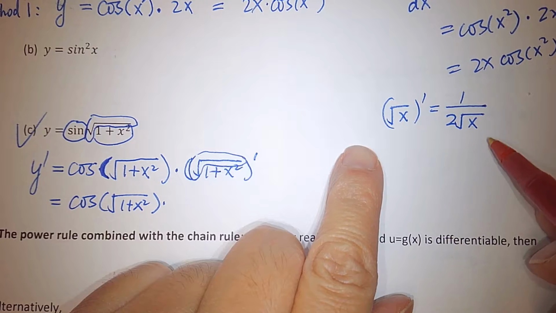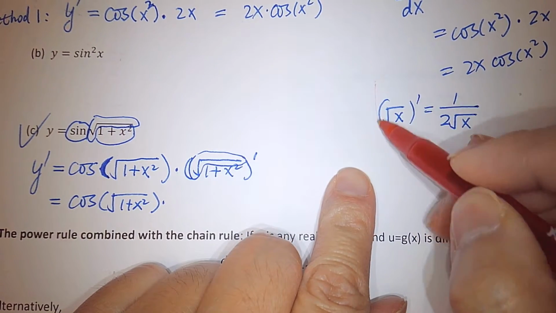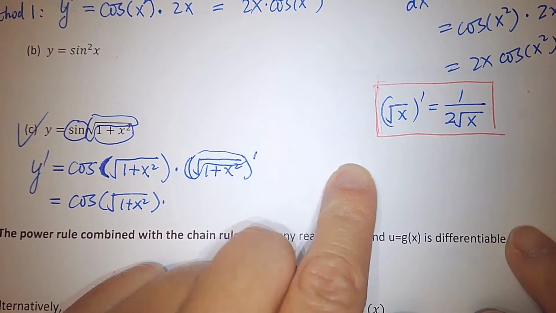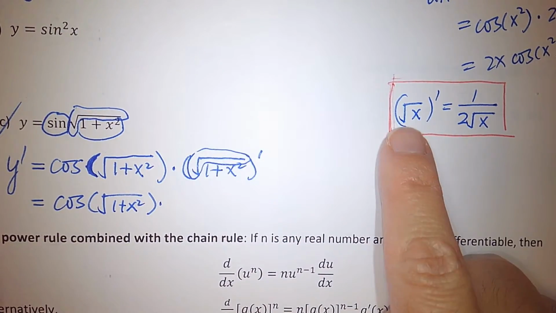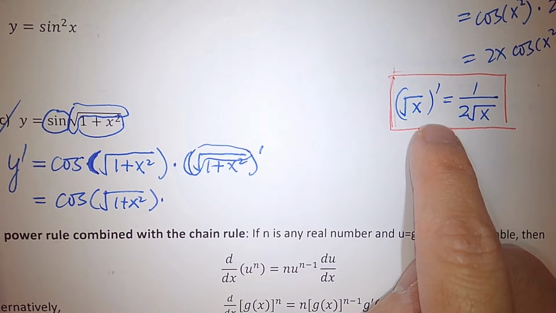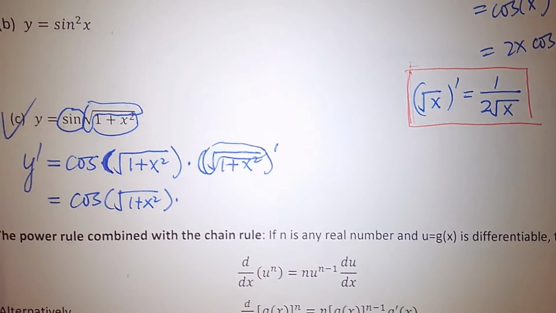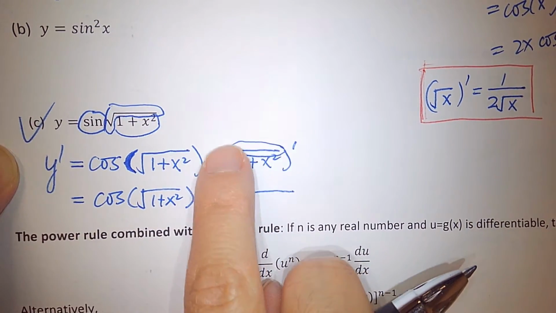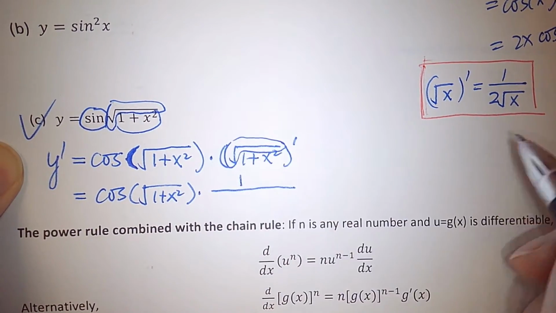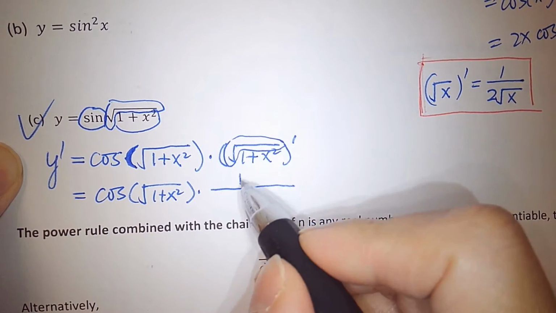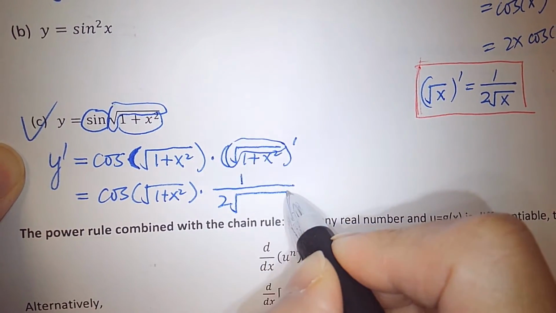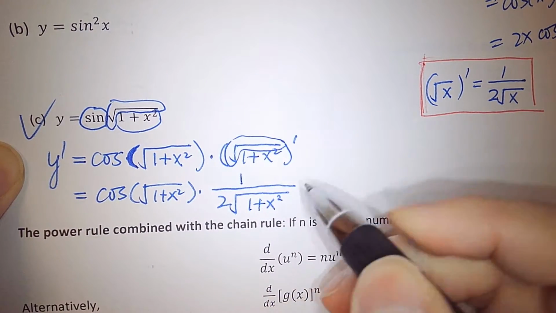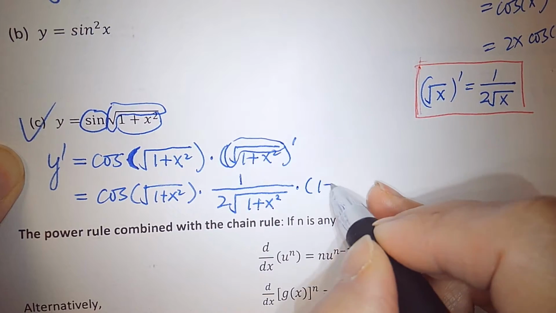By using the power rule, you can get this conclusion. Can we put that on a formula sheet? Yes, you can put it on a formula sheet. The derivative of square root of x is 1 over 2 times the square root of x. So, 1 over 2 times the square root of 1 plus x squared. Very good. Now, by using this conclusion, it's going to be 1 over 2 times the square root of whatever is left, 1 plus x squared.